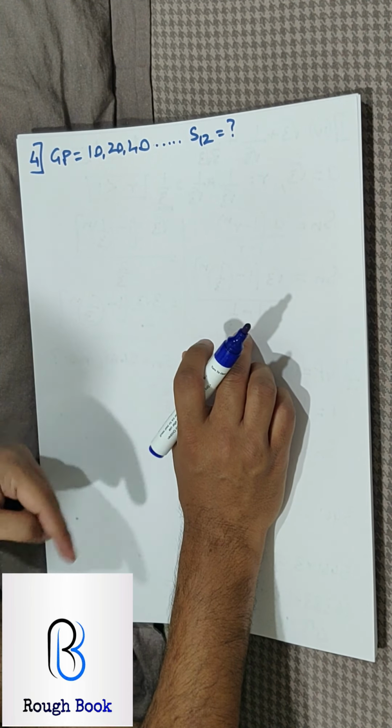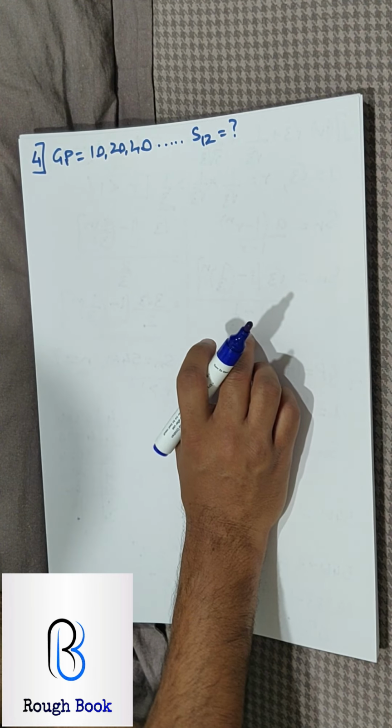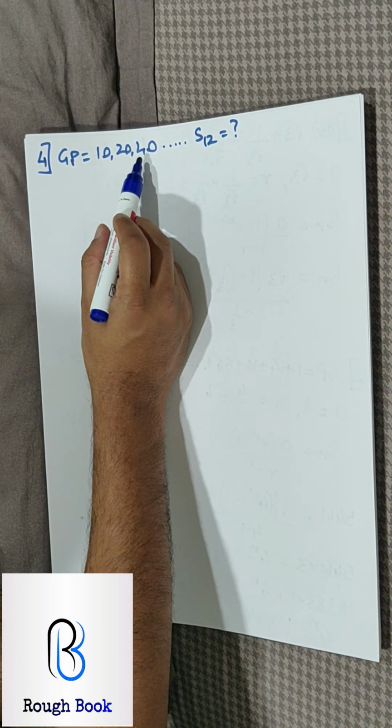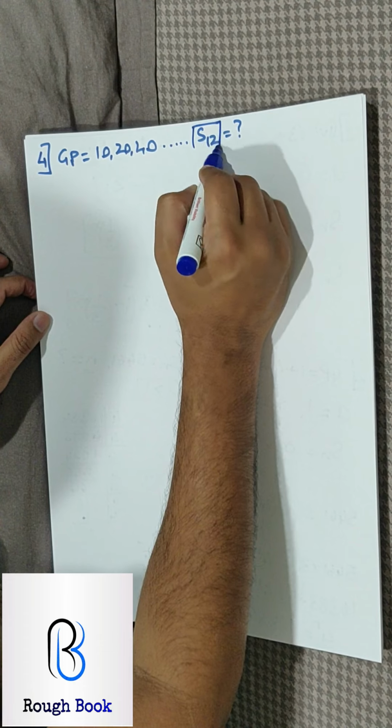Imagine that you are betting with your parents. So let's say you spend 10 rupees on the first day, 20 on the second day, 40 on the third day, and so on till 12 days. So how much money are you spending in 12 days?